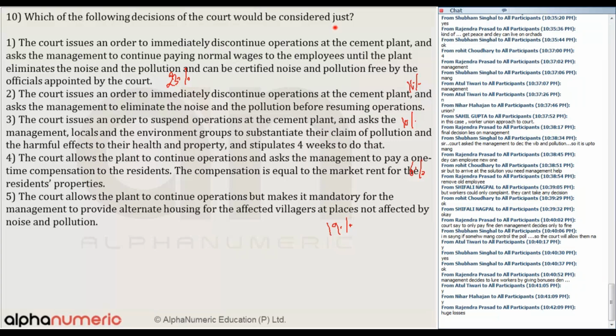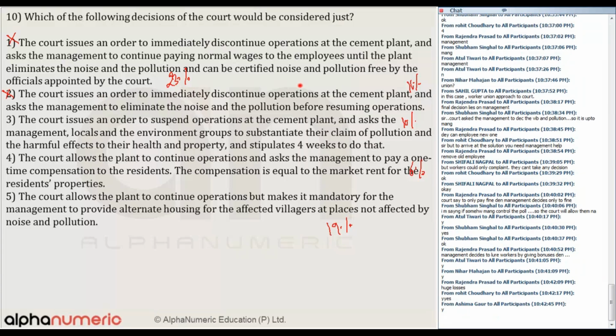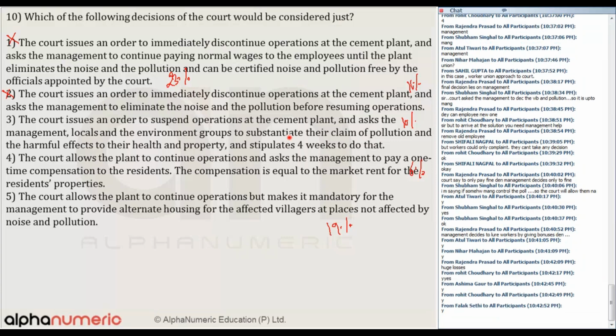Yes, sir. So basically the first option, discontinuing the operation, is neither beneficial to the management nor to the employees. Why? Because the company is already using the latest technology, so they had already tried to eliminate the noise and pollution, and they have failed. So that's why the answer can't be option number 1. And option number 2 also, for that reason, because the court issues an order to immediately discontinue operations. Is that clear to all of you? The first 2 options can't be the answer. Discontinuing the operation is beneficial to none of the parties.